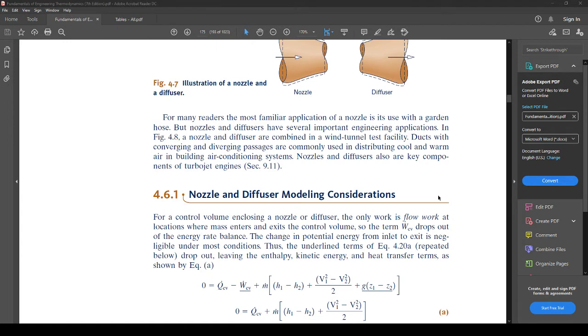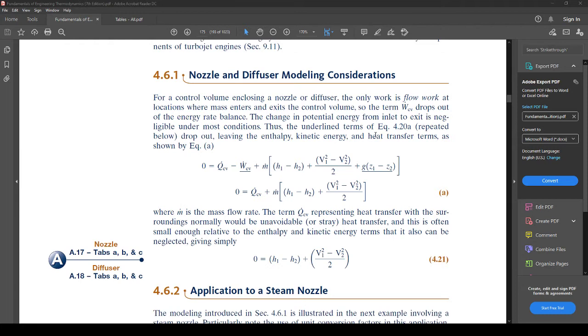So it says, for many readers, the most familiar application of a nozzle is a garden hose. I did bring this up the other day, but nozzles and diffusers have several important engineering applications. In figure 4.8, a nozzle and diffuser are combined in a wind tunnel test facility. Ducts with converging and diverging passages are commonly used in distributing cool and warm air in building air conditioning systems. Nozzles and diffusers are also a key component in turbojet engines. That is one that you will do in your next class, Thermo 2. You analyze airplane cycles, essentially, and this one, turbojet, is the very first one you'll do.